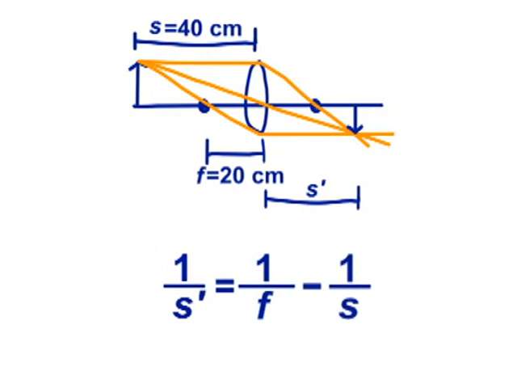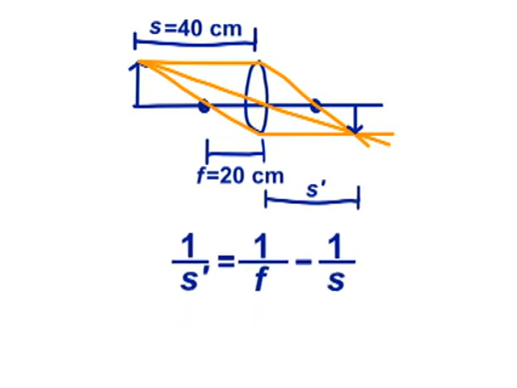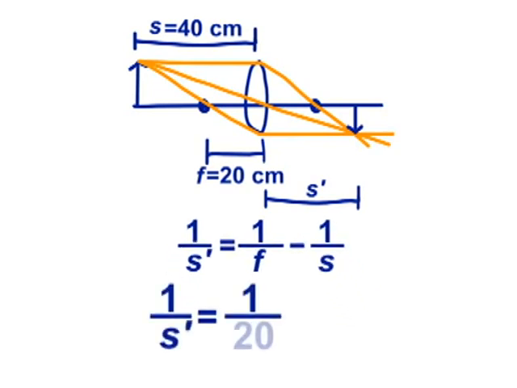The only thing I have in this equation are 3 distances. And as long as I use the distances in the same units, everything will work out just fine. So let's go ahead and leave them in centimeters. If we start in centimeters, we'll finish in centimeters. 1 over the focal length, 1 over 20, minus 1 over the object distance, 1 over 40.